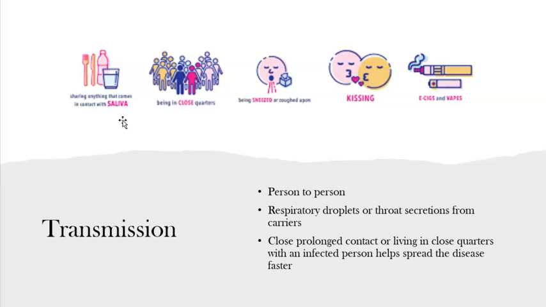Just being in close proximity with somebody who has the disease is another way for it to be spread. Being sneezed on or coughed on by someone who's a carrier, as well as kissing someone who is a carrier, and even sharing an e-cig or a vape is another way for it to be spread. So basically, touching or sharing anything that has someone else's saliva on it is how it's going to be spread.